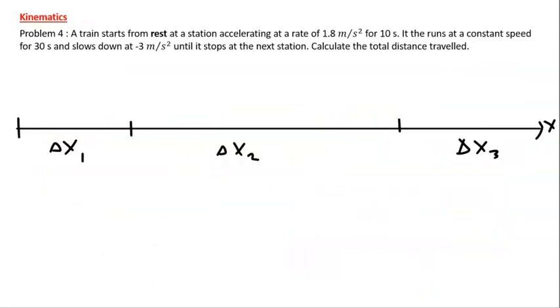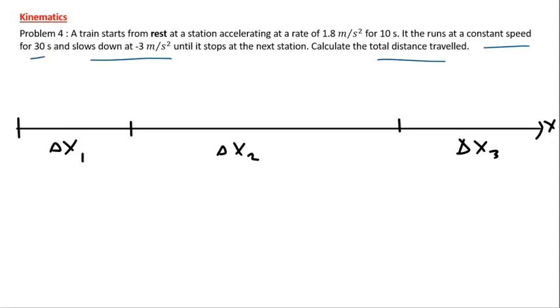Problem 4. A train starts from rest at a station accelerating at a rate of 1.8 meters per second squared for 10 seconds. And then it runs at constant speed for another 30 seconds and finally slows down at minus 3 meters per second squared until it stops. What is the total distance traveled? We divide the motion into 3 segments.